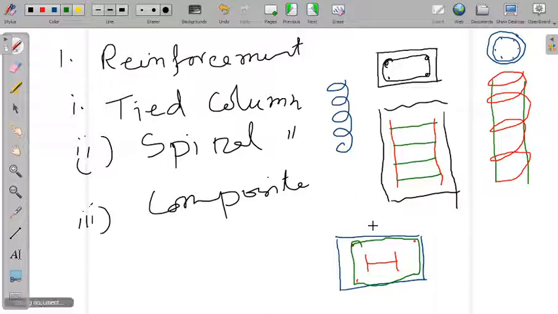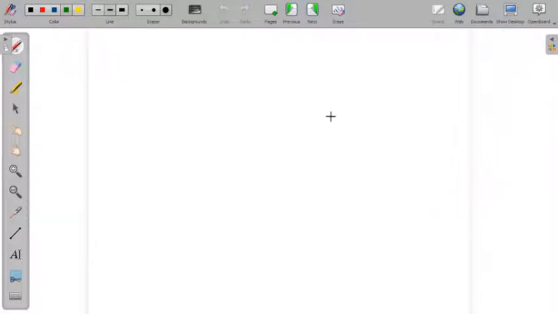So what we can see is that the column can be classified into 3 classes based on the reinforcement, that is tied column, spiral column and composite column. Okay, now we'll see the next classification. Now this column is also classified based on the loading. So number 2 category of classification is based on loading. Let us see how the columns are classified based on loading. I will write first and then I will show in figures.